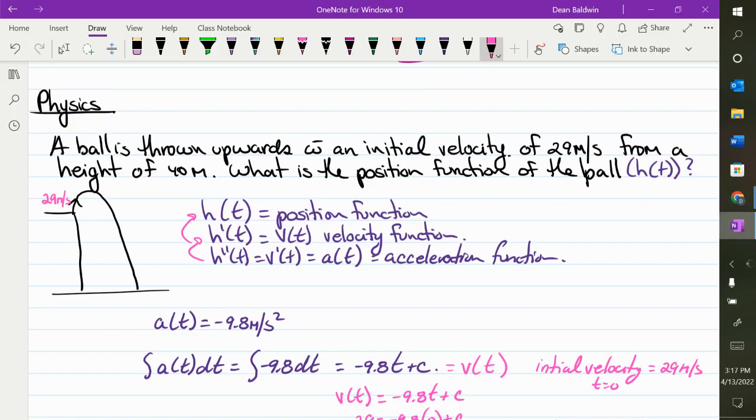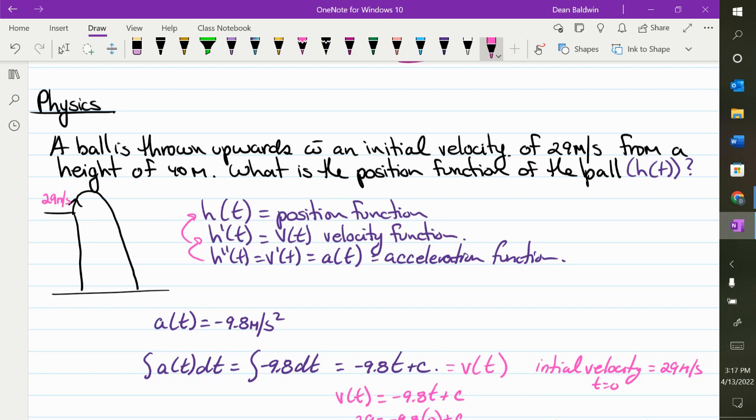All right. I guess I have to unfreeze it. We have a ball that is thrown in the air with an initial velocity. You've all seen this is a math or a physics 11 problem, basically. With an initial velocity of 29 meters per second from a height of 40 meters, what is the position function of the ball, which we'll call h of t?